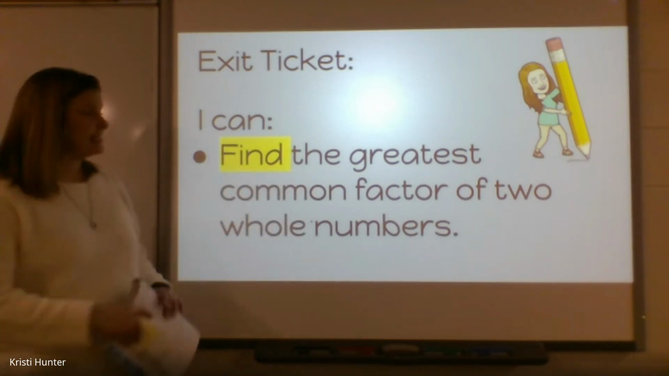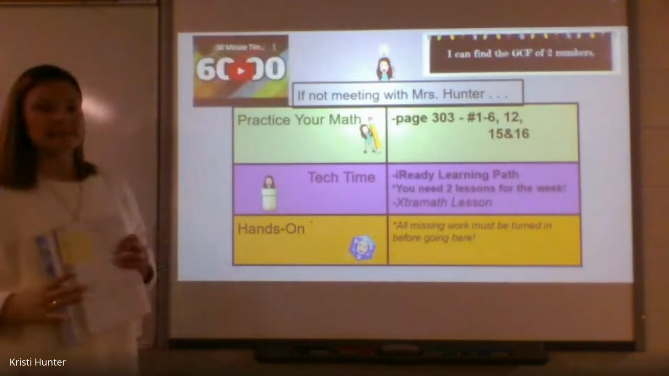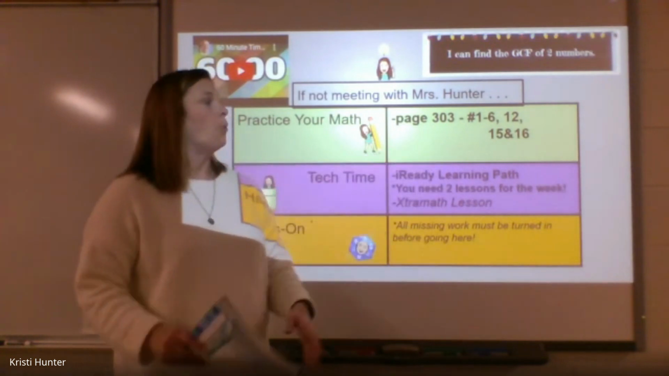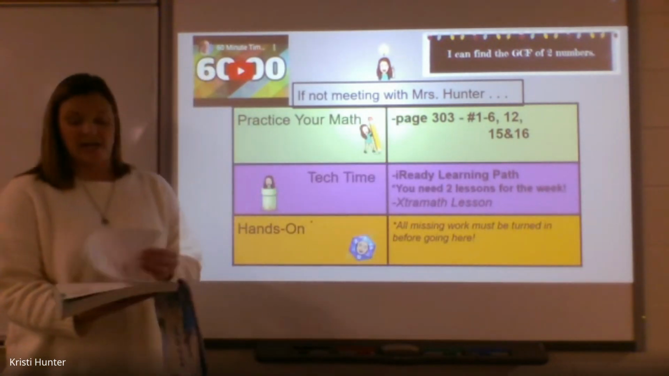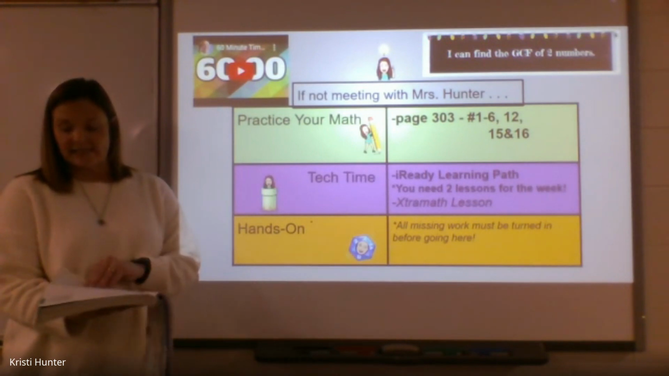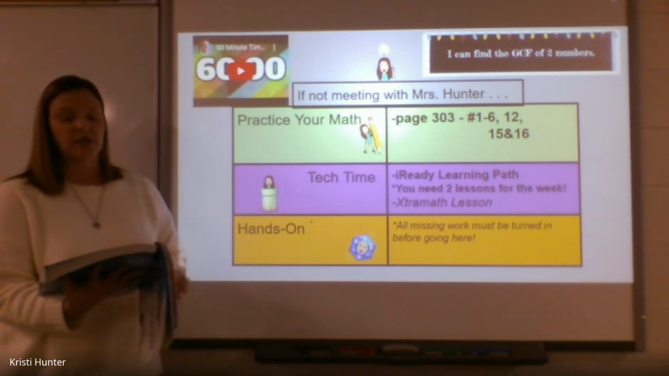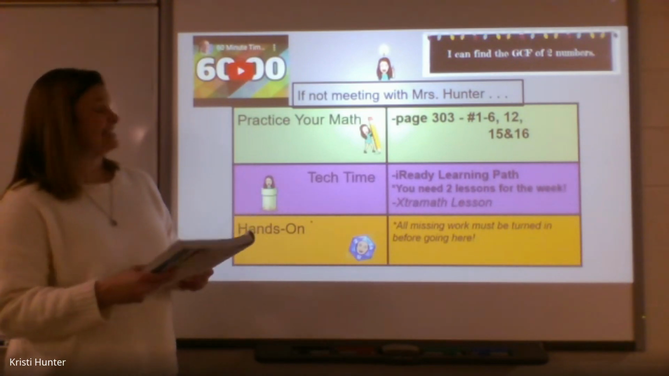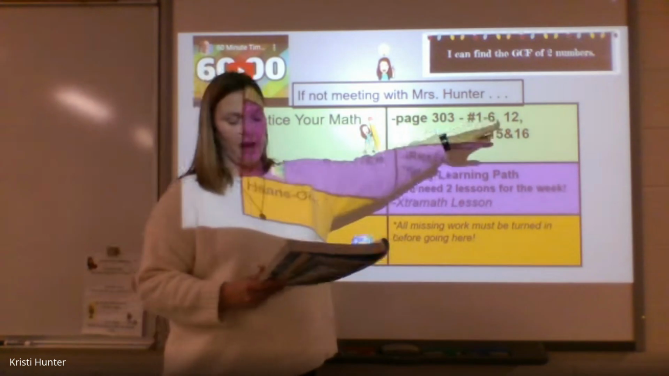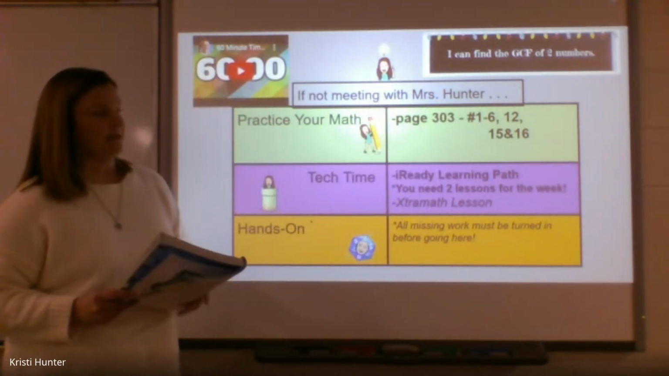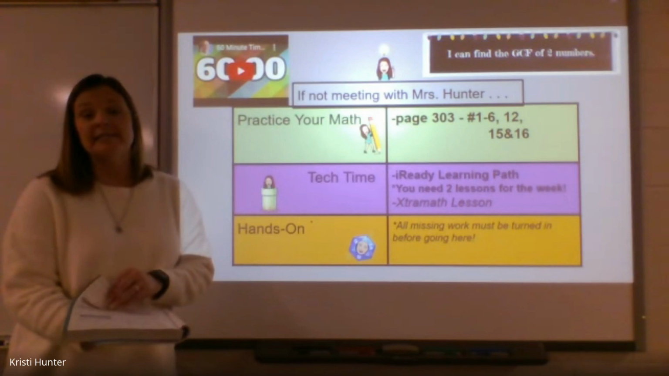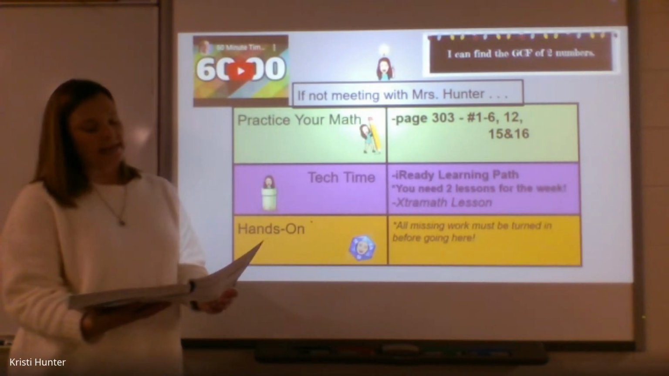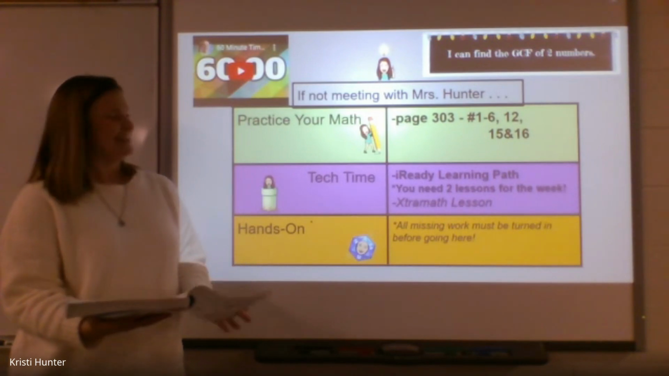Once you've turned in your exit ticket, begin on today's assignment, please. You are headed to page 303, 1 through 6. On 1 through 6, you are only going to find the greatest common factor. Then on number 12, that is also a greatest common factor question. And then when you get to the back, 15 and 16 are greatest common factors.